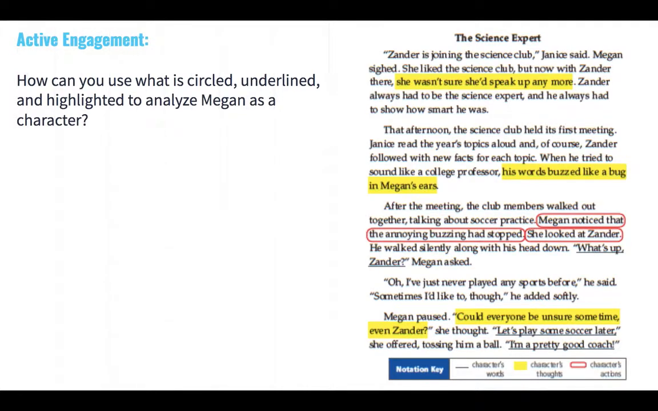I went through and I did the same thing on a brand new excerpt that you have not seen called The Science Expert. I underlined the characters' words, I highlighted their thoughts, and I circled their actions. Pause this video and think. What can you notice about Megan as a character? Can you analyze her words, her thoughts, and her actions to determine a character trait for Megan?